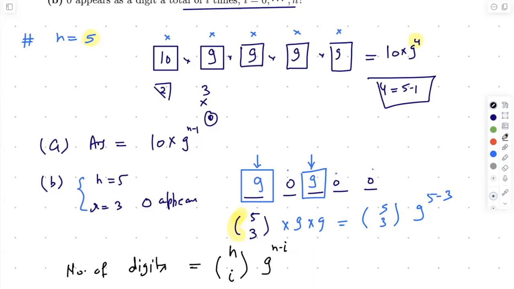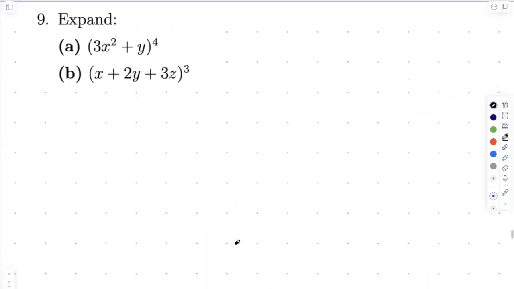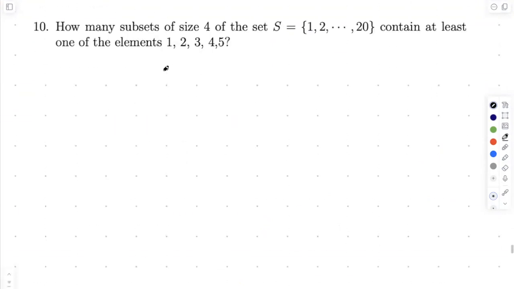I hope no issues are there. The answer should be understood by now. Next, we have an expansion like (3x squared plus y) to the power 4. I think we have discussed expansion in the previous class also, so let me just leave it for the moment.